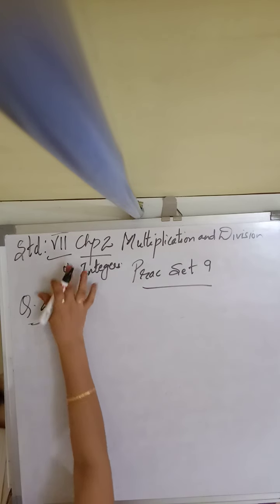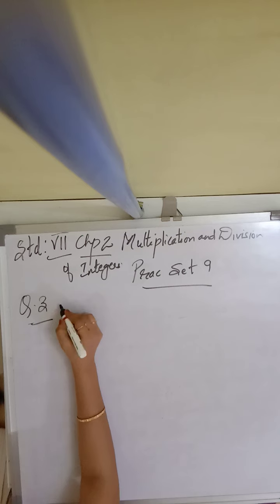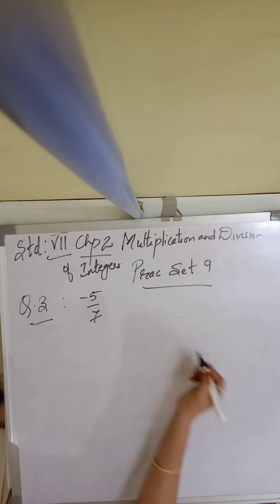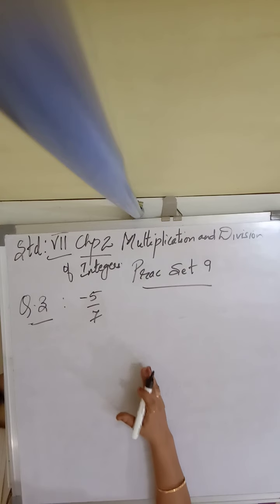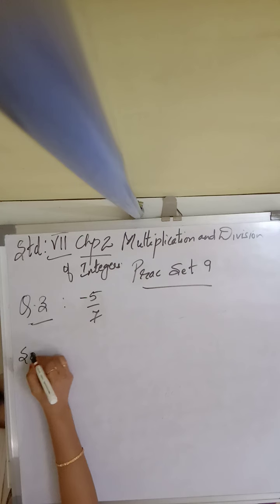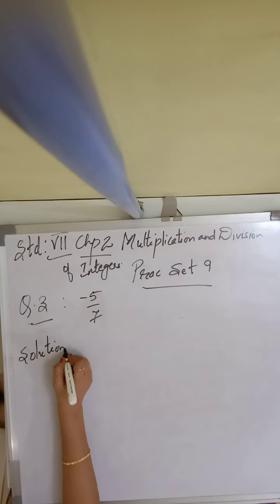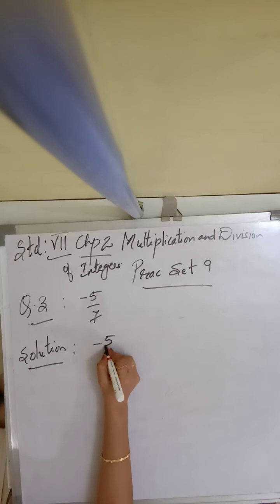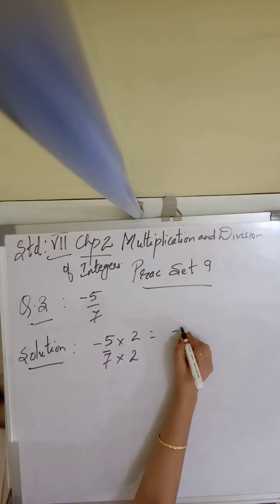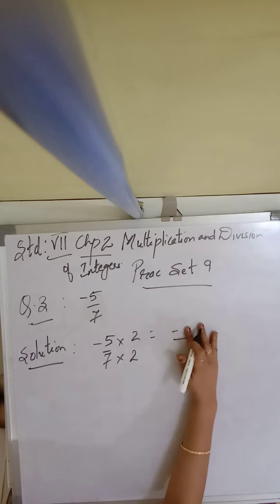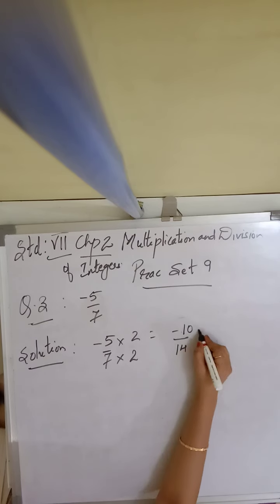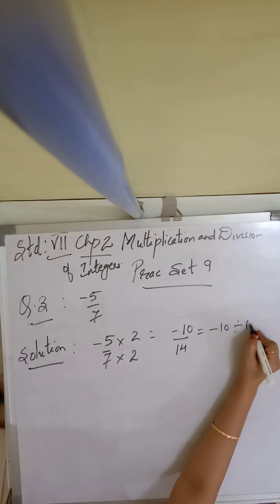See, children, for question number 3, we need to get what fractional form? Minus 5 upon 7. So after reducing, we should get the fraction minus 5 upon 7. This will also be the same method. Solution: first, minus 5 upon 7, multiply by 2. So we will get minus 10 upon 7 2s are 14, that is equal to minus 10 divided by 14.